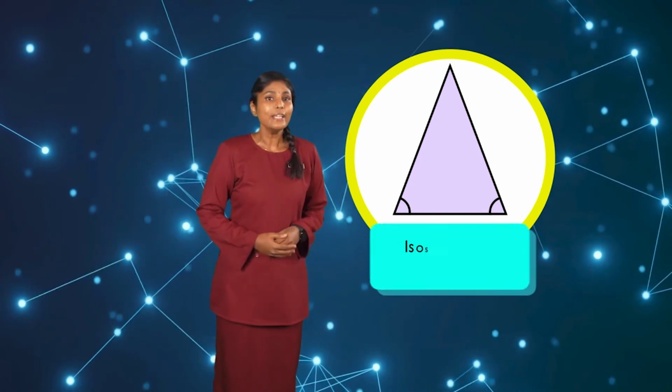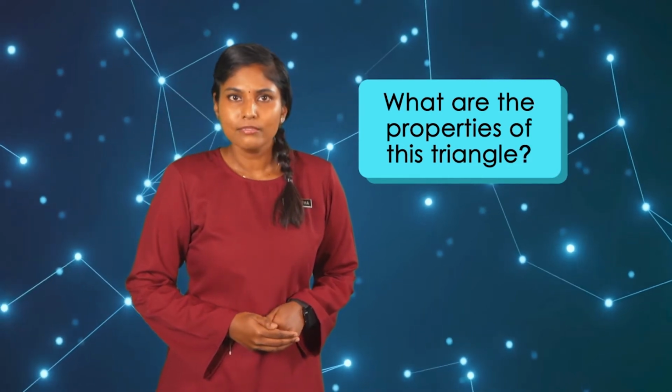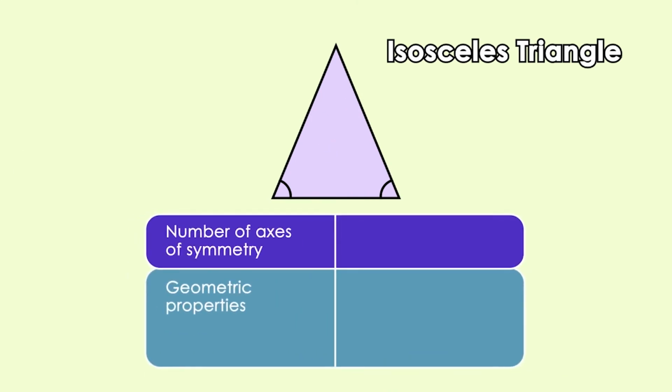Moving on, we have the isosceles triangle. What are the properties of this triangle? As you can see, I have an isosceles triangle. If we fold an isosceles triangle, how many axes of symmetry do we get? Very good! 1 axis of symmetry.